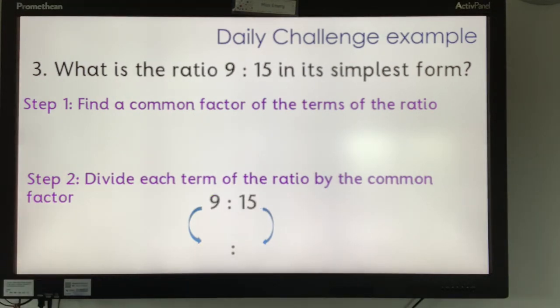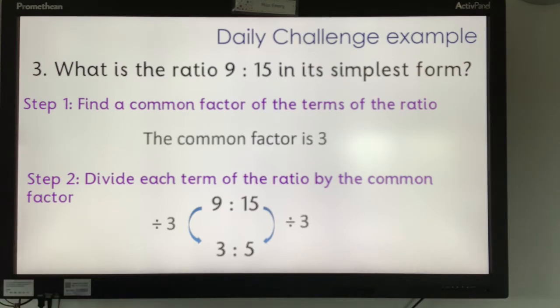What about this ratio then? What is the ratio 9 to 15 in its simplest form? So again, look for the common factor and then divide each term of the ratio by that common factor. So hopefully with your times table knowledge, you spotted that the common factor was 3. So if you divide each term of the ratio by 3, you end up with 3 to 5. Now we know that 3 to 5 is the ratio in its simplest form because they're both prime numbers, which means they can only be divided by 1 and themselves. They're not the same number, so we can't go any further.